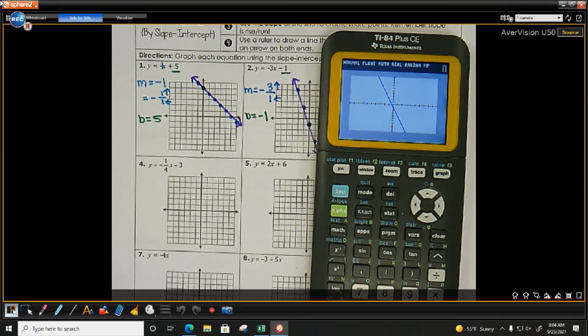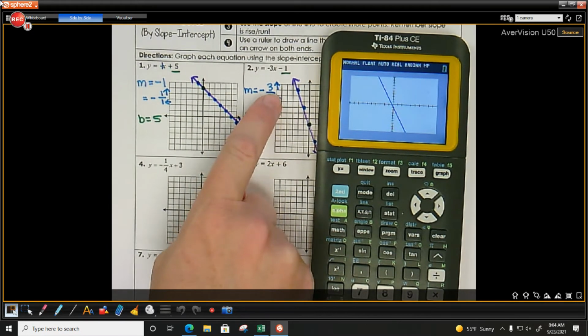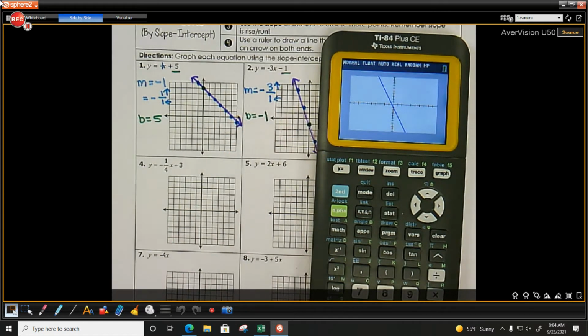Okay, the biggest mistake is people do run over rise instead of rise over run, or we go the wrong way. We make it a positive slope when it's negative, or we make it a negative slope when it's positive. So that's why graphing it on our calculator will catch those two small errors. Okay, we good?